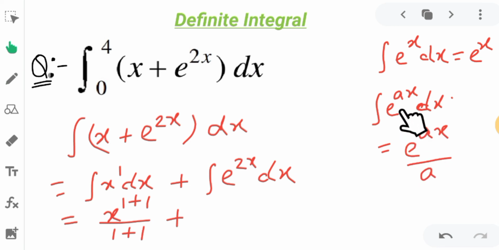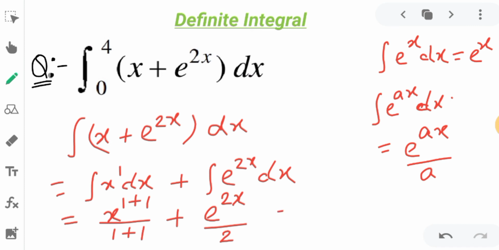This we do using the substitution method, which I will discuss in another video. Here you can remember the formula: if any constant term is multiplied, like e to the power ax, then the integration result will be e to the power ax divided by that constant term. So here that constant term is 2, e to the power 2x. So the integration result will be e to the power 2x divided by that constant term, which is 2. So this will be our integration result.